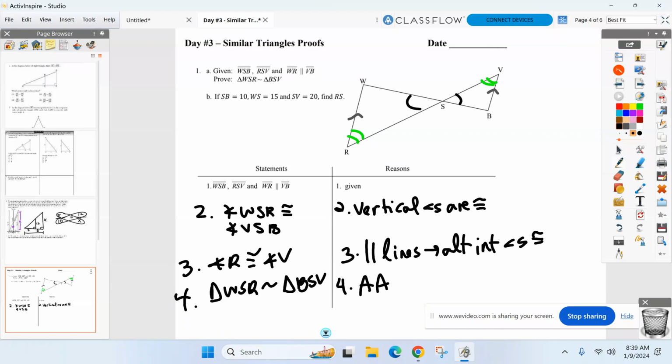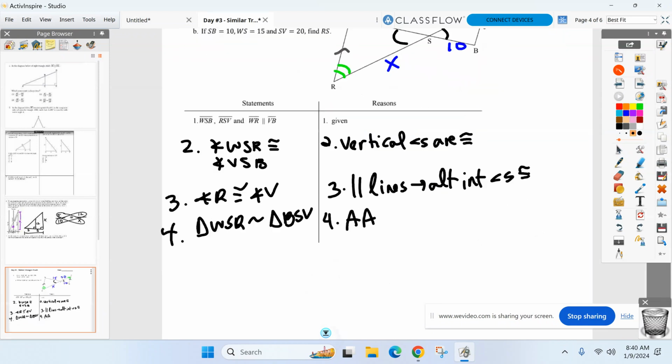All right, there's a part B to this, though. The triangles are similar, and now I'm going to tell you SB is 10, WS is 15, SV is 20. How about the length of RS now? This is what you guys did yesterday for me. And there really weren't any questions on the assignment, so I'm assuming people are good at matching up sides. You don't have to add this as part of the proof. It's just an algebra question.